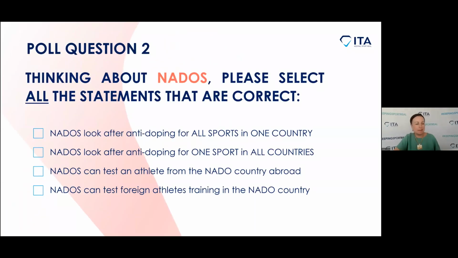Okay, so I hope you've all been paying attention as we have our next quiz question coming up, and it will appear on your screens in just a moment. So as I mentioned earlier, let's get thinking about NADOs again. This time it's a multiple choice answer, so there's a clue there. There is more than one correct answer, and you can choose from: do NADOs look after anti-doping for all sports in one country? Do NADOs look after anti-doping for one sport in all countries? NADOs can test an athlete from the NADO country abroad? And the last option, NADOs can test foreign athletes training in the NADO country.